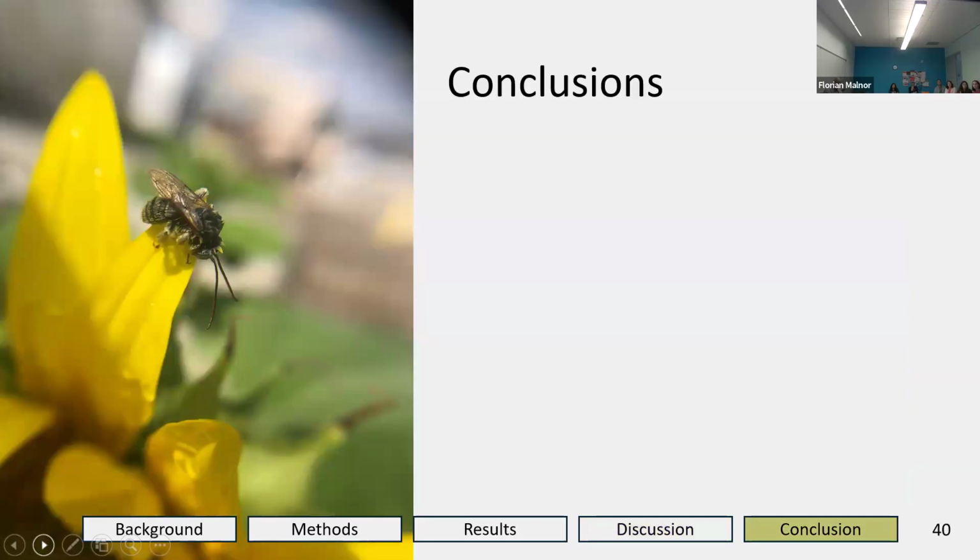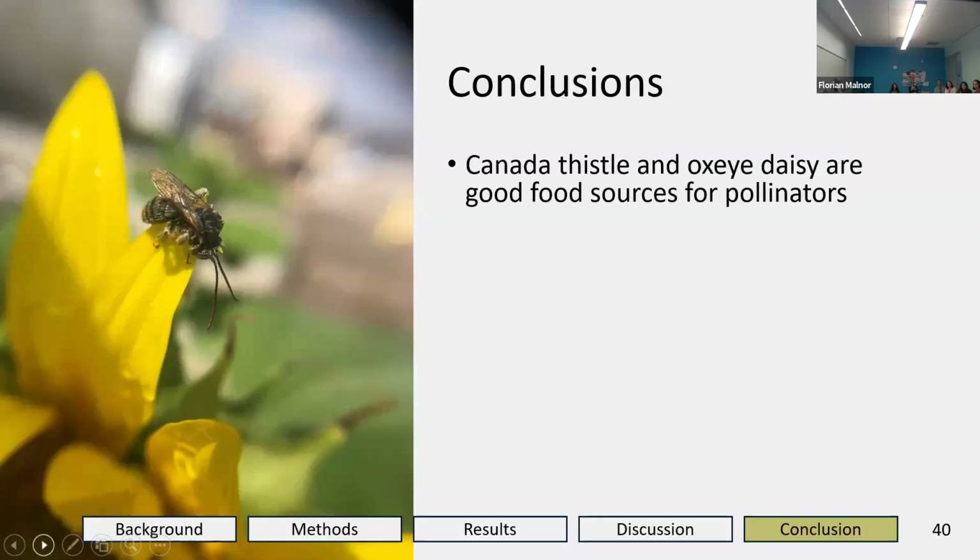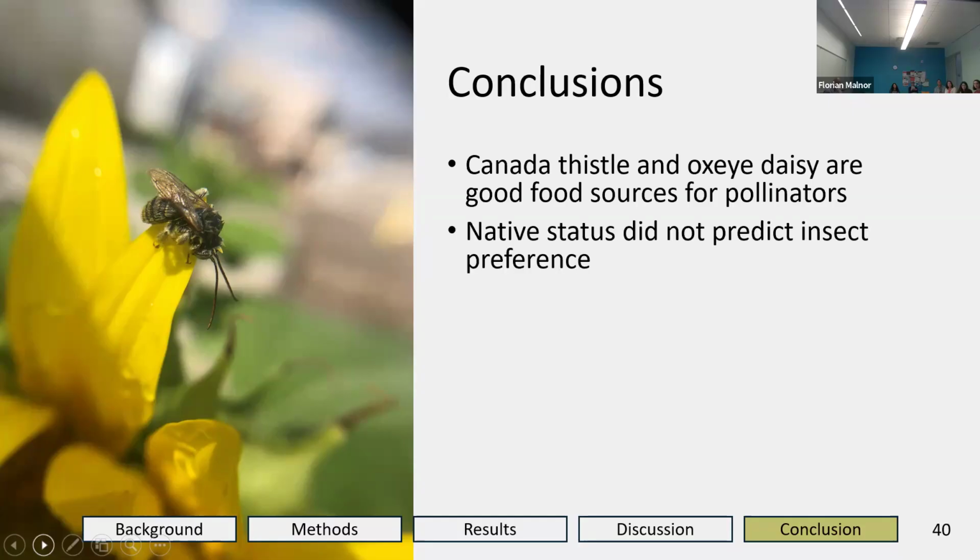So to conclude, I wanted to find out which flowering plants are good food sources for pollinators in Oak Savanna, and I thought there was going to be specific native plants. But what I found was that the invasive plants, oxeye daisy and Canada thistle, were actually the most sought out, most preferred by insect pollinators in Oak Savanna. I also found that whether a plant was native or not did not predict how much insects like to visit it, which was another thing I was not expecting.